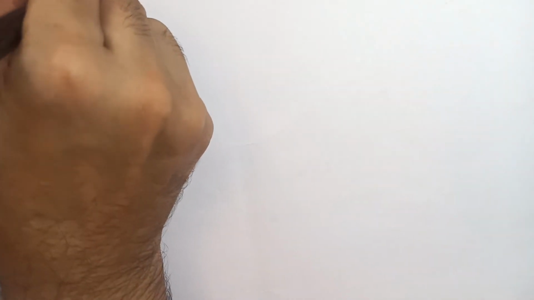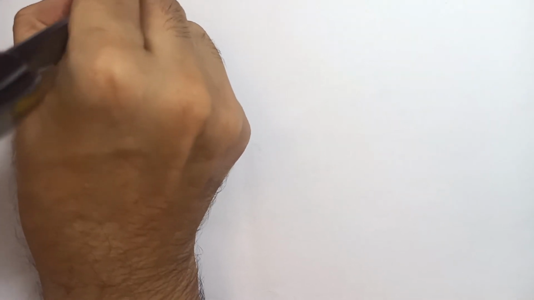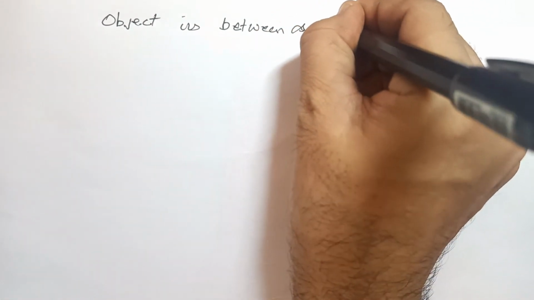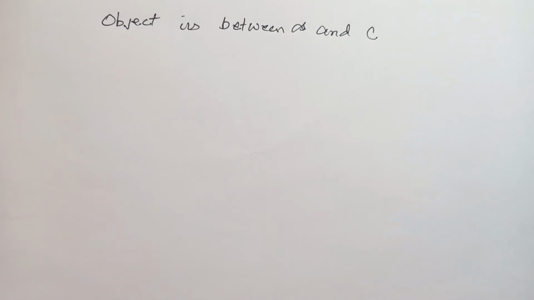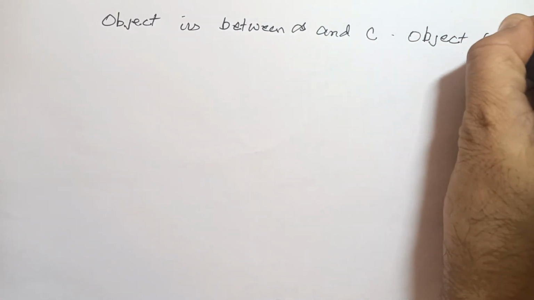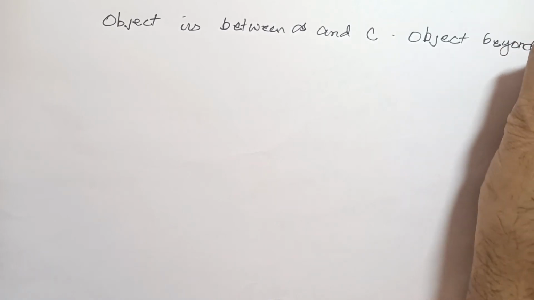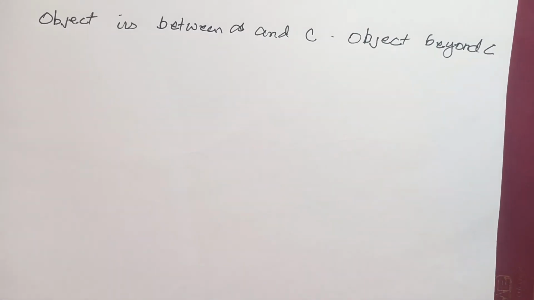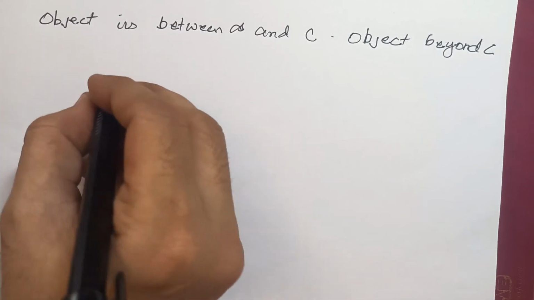Now let's take one of the cases here, and the first case which we are taking is object between infinity and C, or we can say object beyond C. Now in this case, let's draw the image.